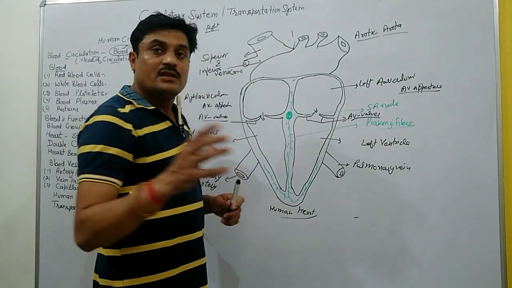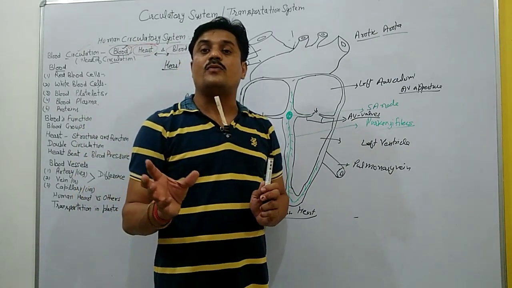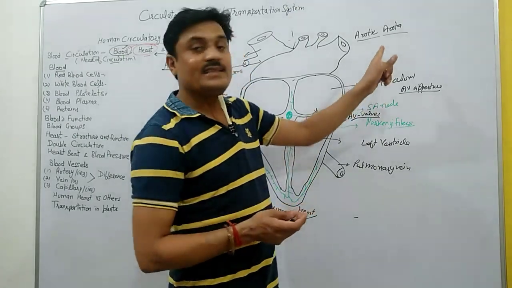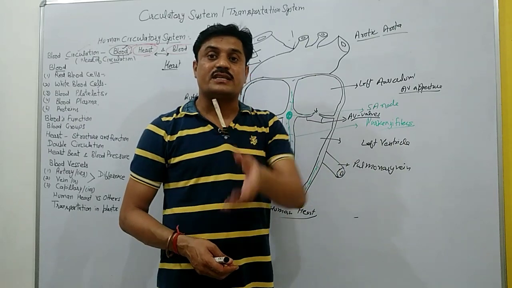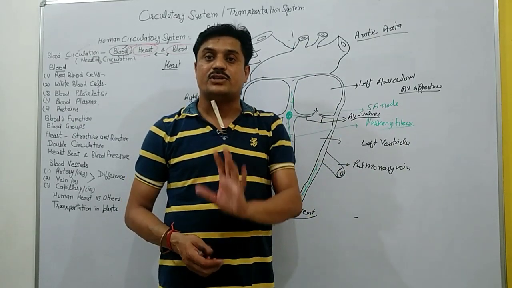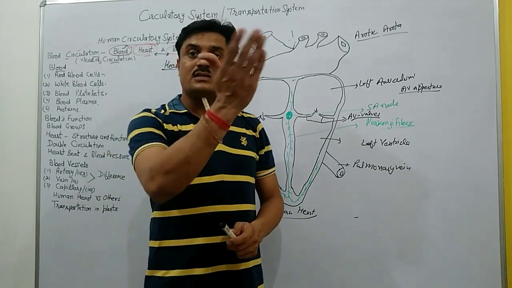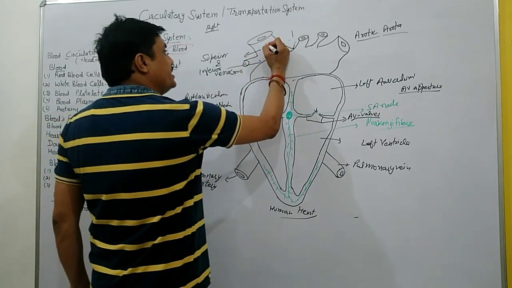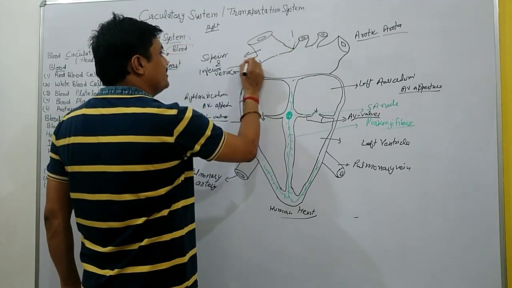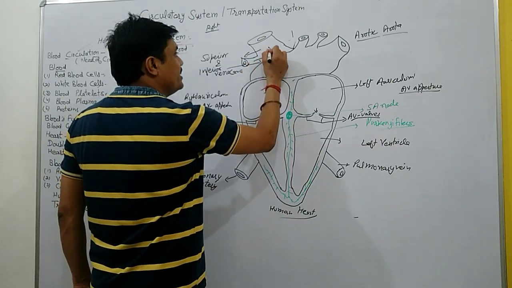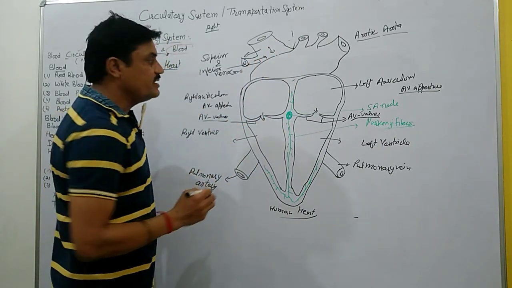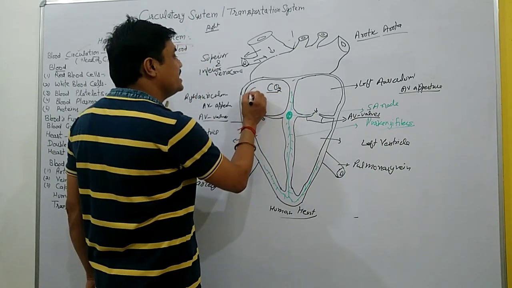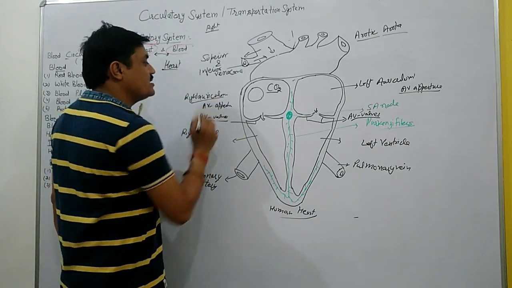So see here, the blood from all the cells of the body, of the tissues, is taken by the veins. I told you, veins are the blood vessels which collect the blood from the entire body. These veins carry blood from the cells, and then with the help of the superior and inferior vena cava, the carbonated blood, the blood rich in carbon dioxide, reaches the right auricle.